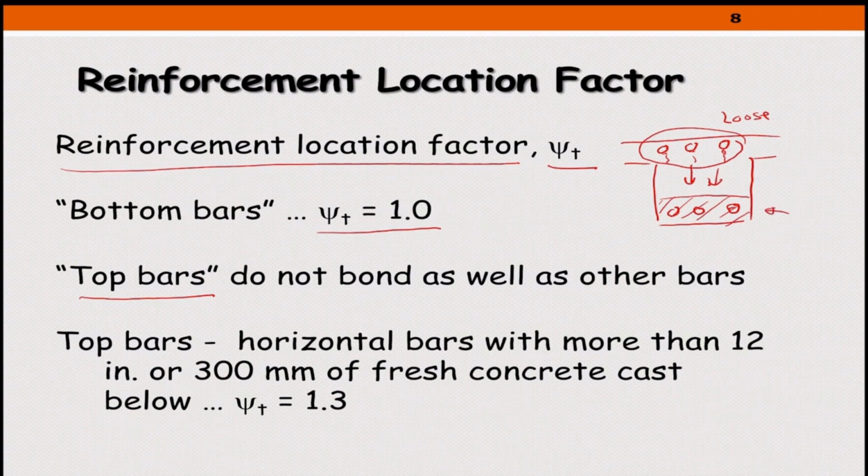For that reason, for top bars, we use psi t in a way that we increase the development length by 1.3. What is that distance that we should consider as top bars? 300 millimeter. So if we have a distance less than 300 millimeter, we deal with them as regular bottom bars. But as you know, this height is rare to be less than 300, and therefore, as a rule of thumb, for bottom bars we use psi t equal 1. For top bars we use psi t equals 1.3.